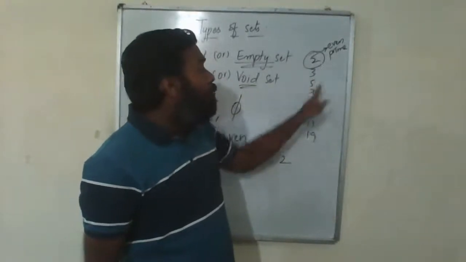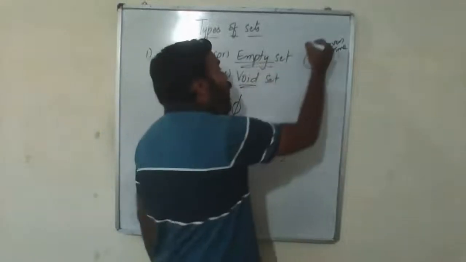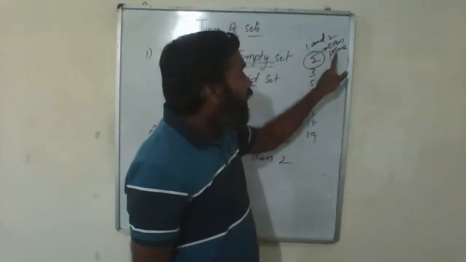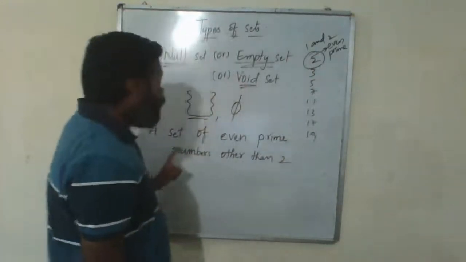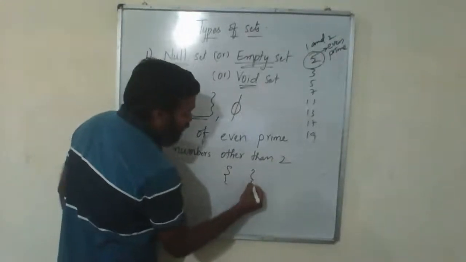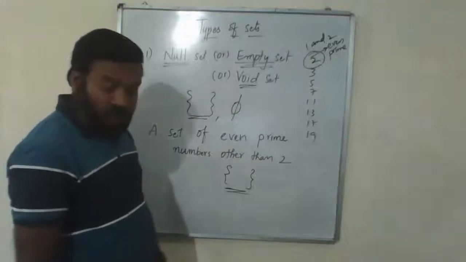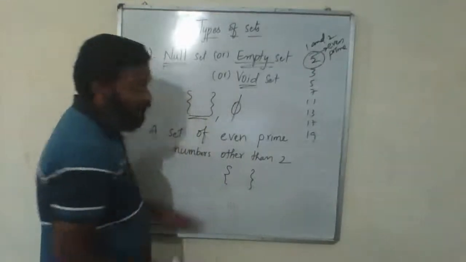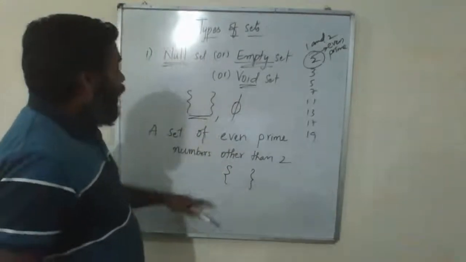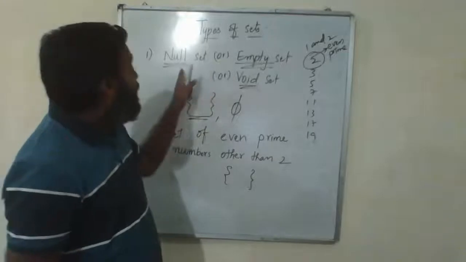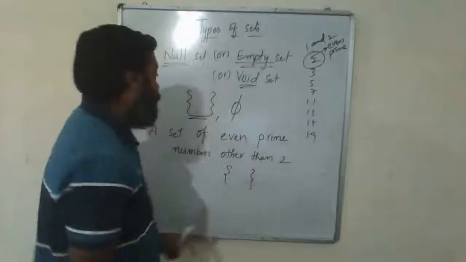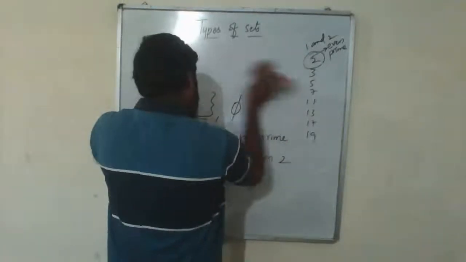Here 2 is a prime number because it has only 2 factors, 1 and 2. So 2 is the only even prime number we can write. If we are asked to write a set of even prime numbers other than 2, then that is an empty set. There is no element in the set. So this is the representation of the empty set, or null set or void set. This is represented by flower brackets or the Greek letter phi.